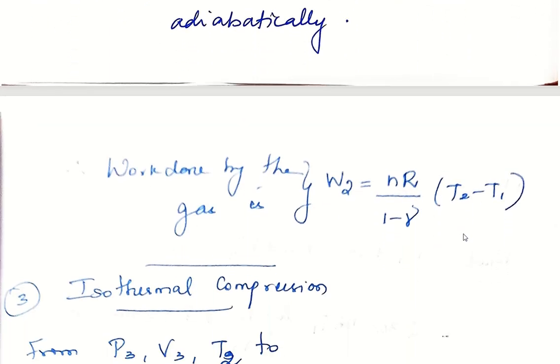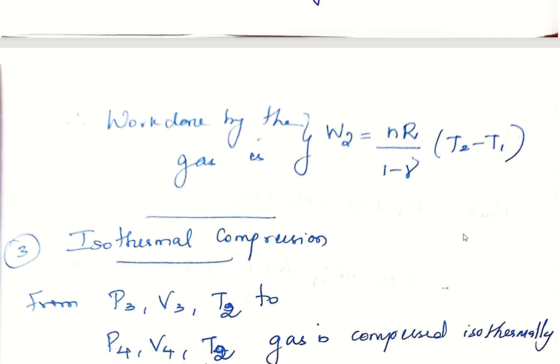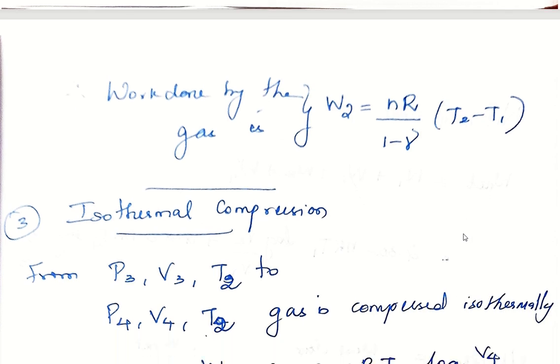Now the work done for a gas in adiabatic expansion can be written as W2 equals nR divided by (1 minus gamma) into (T2 minus T1). This is the work done by the gas in adiabatic expansion. Now we'll go to the third step, which is isothermal compression.